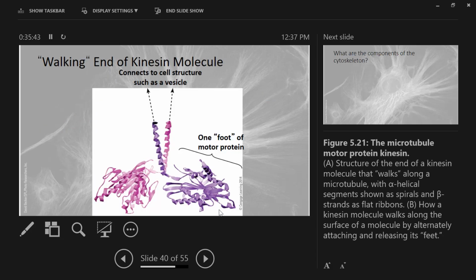And so here's an image of kinesin, this motor protein. Here's the stationary portion that is physically attached to the vesicle, and then here is the dynamic portion that rotates and walks along the microtubule. And so as it does, it uses energy to just keep rotating this protein around and walking along the microtubules.